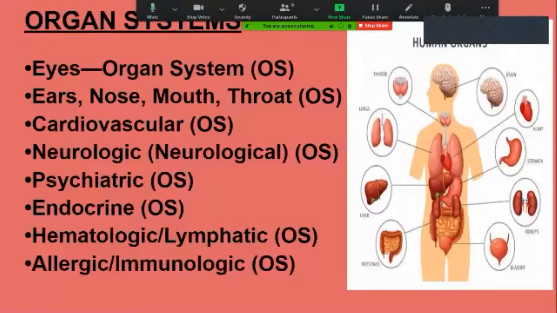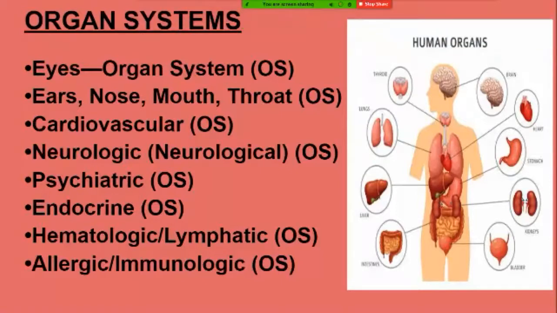So here are some examples of systems. Your eyes, organ system. Ears, nose, mouth, throat is an organ system. Cardiovascular organ system. Psychiatric is an organ system. Endocrine, lymphatic, allergic, immunologic is an organ system. And so these are just some examples of organ systems. Again, this is in your guidelines. It's going to give you a more thorough list. I just stuck this in there to give some examples.